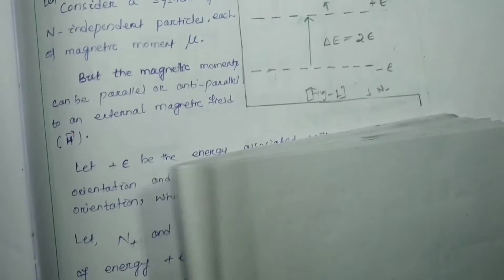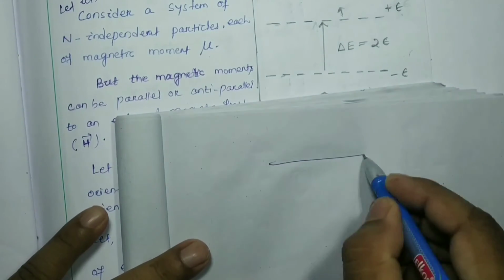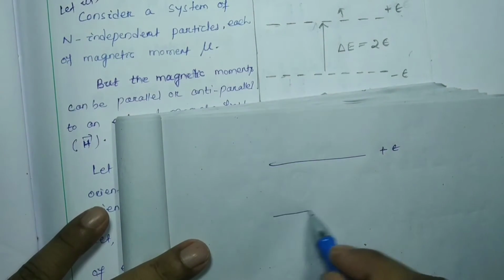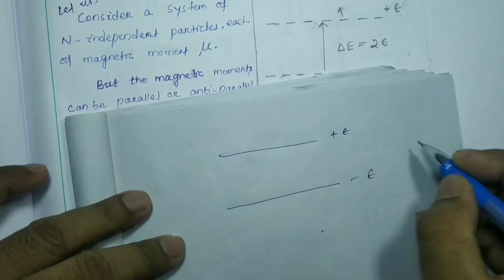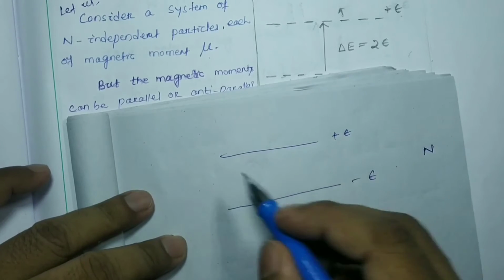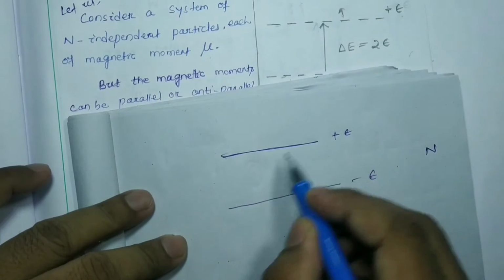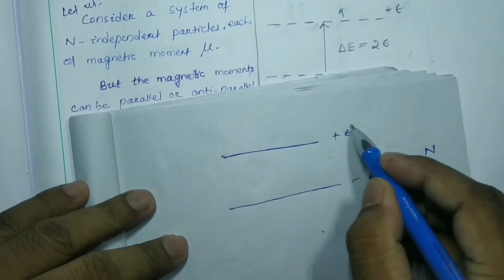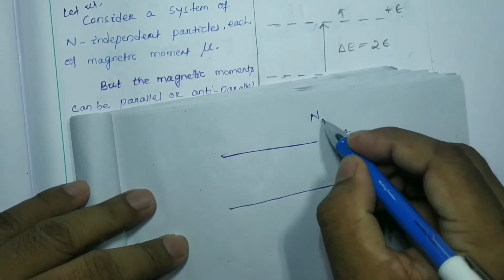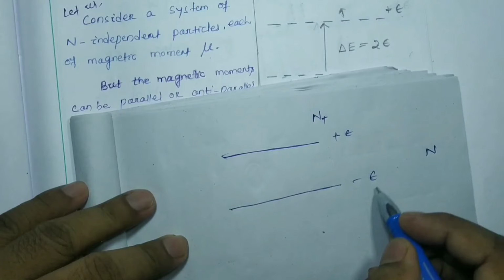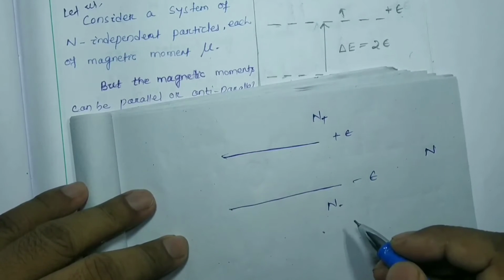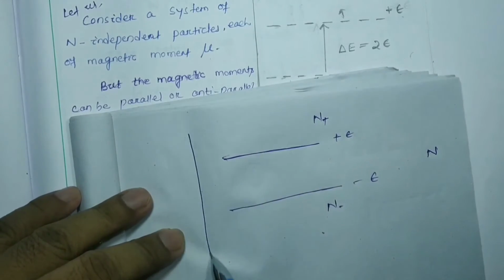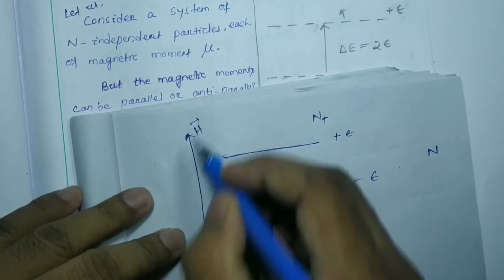Two energy states: one belongs to plus epsilon and another belongs to minus epsilon. The total number of particles is n. The number of particles in the state plus epsilon is n plus, and the number of particles in the state minus epsilon is n minus. Suppose the applied magnetic field direction is this one.